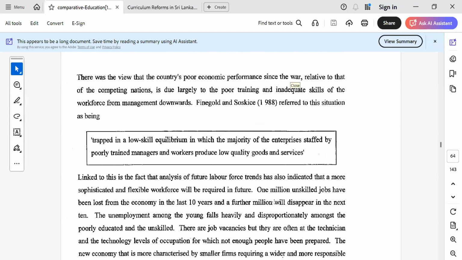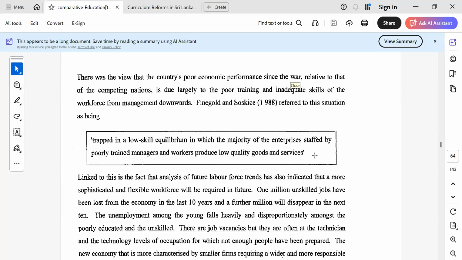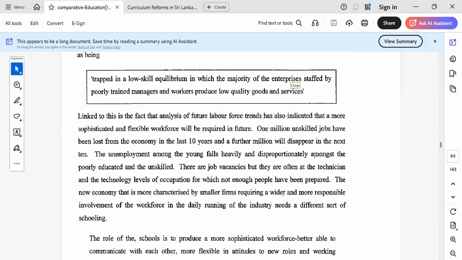So trapped in a low-skill equilibrium, in which the majority of enterprises, staffed by poorly trained managers and workers, produce low quality goods and services. So there was a view that the country's poor economic performance since the war, relative to that of competing nations, was linked to that industrial revolution starting, right?